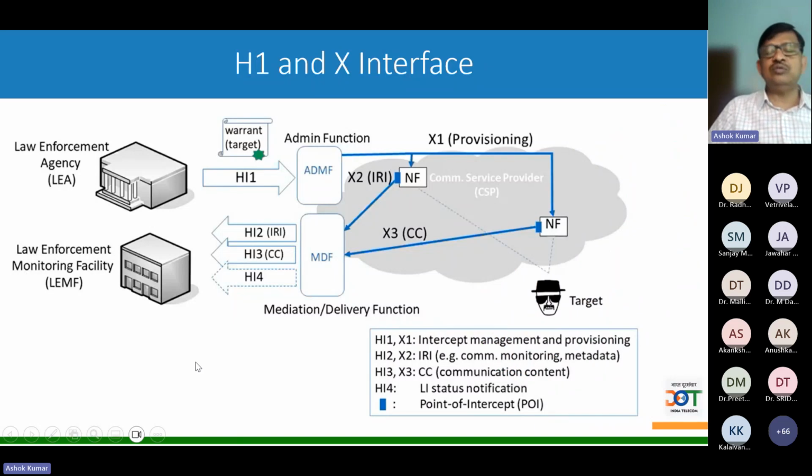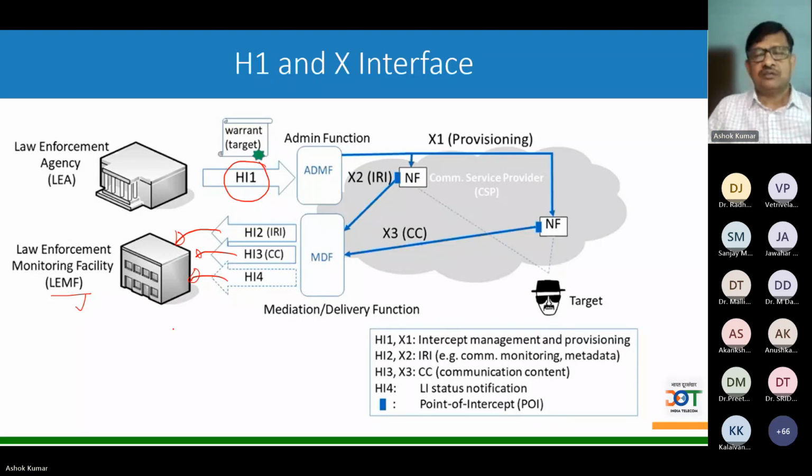So from LEA to the admin, the interface which we saw is called HI1 interface. And then we had a LEMF, which is the equipment towards the agency. So they generally receive the call content and the intercept related information. So HI2 is the IRI content, HI3 is CC content, and HI4 is for management and control kind of aspect. So this side we have all the interfaces starting with HI. So these are HI interfaces.